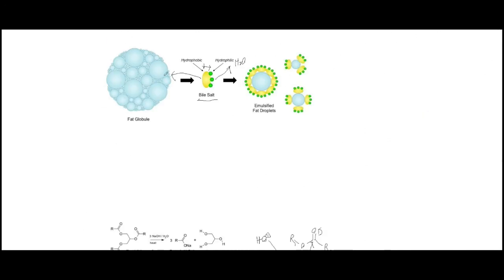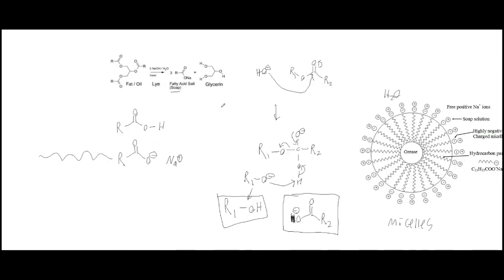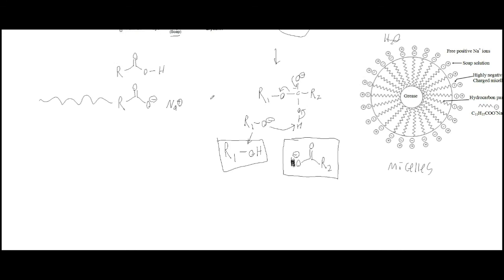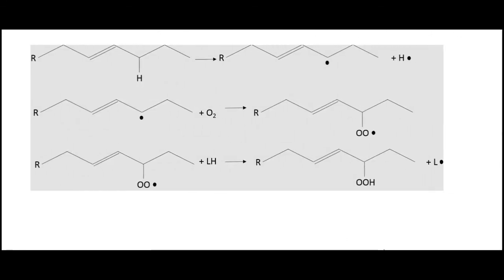And then I talked about how the bile salt, which was made from the cholesterol, can be used to emulsify fat. I talked about how we can make soap out of fat. And I think, yeah, I had one other thing here that I forgot to mention, which it's called rancidification. So when fat becomes rancid, this is the mechanism for that.